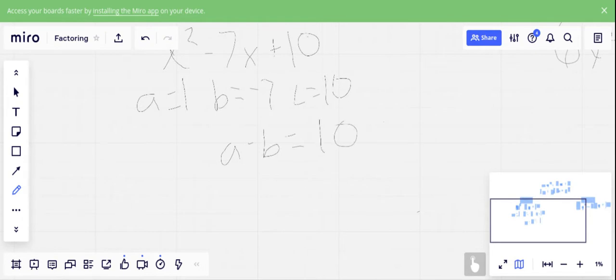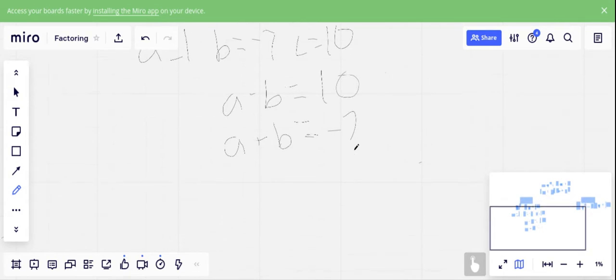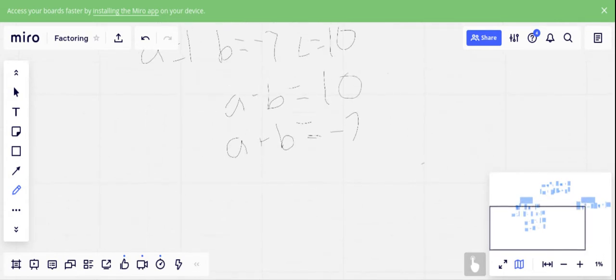Any two numbers whose product is 10, and those same two numbers' sum should be the b term, which in this case is -7. So a plus b should be equal to -7. Now let's try and find what two numbers have a product of 10 and a sum of -7.